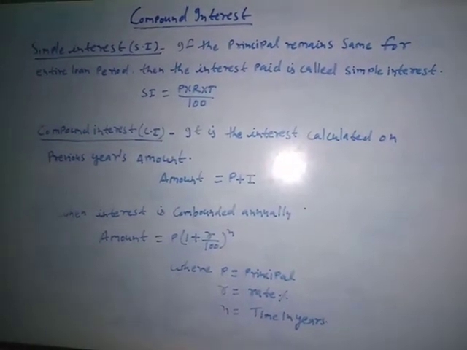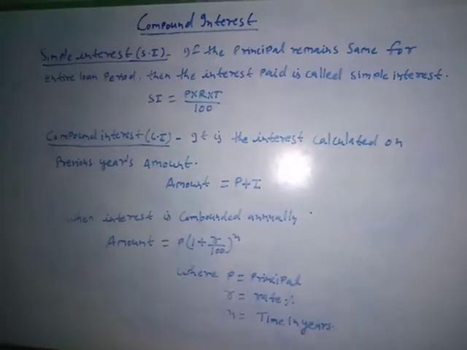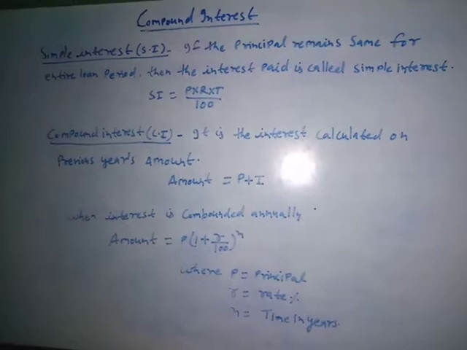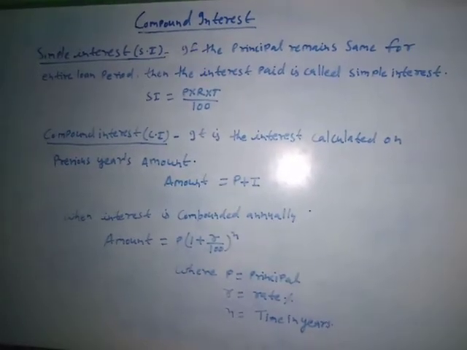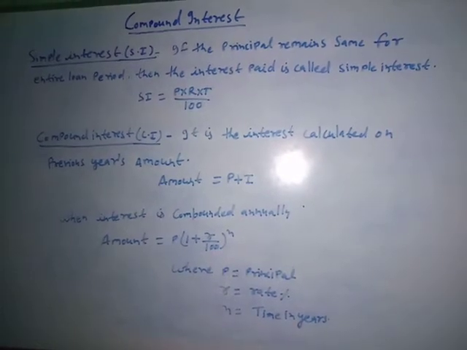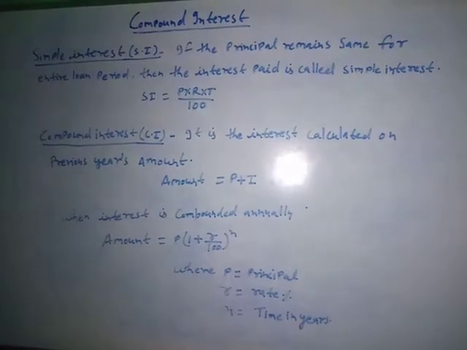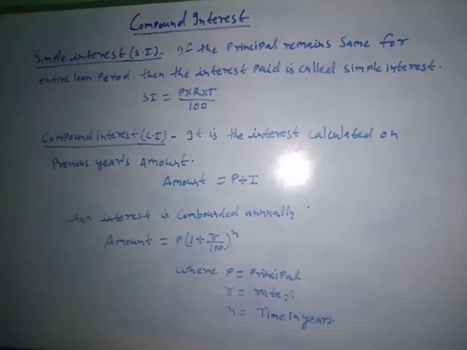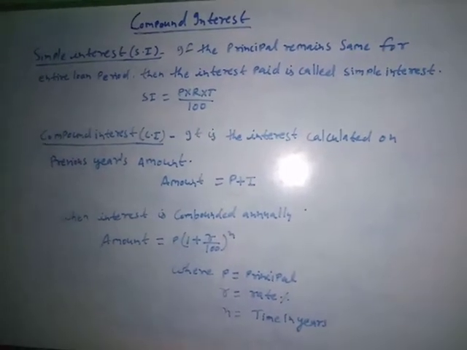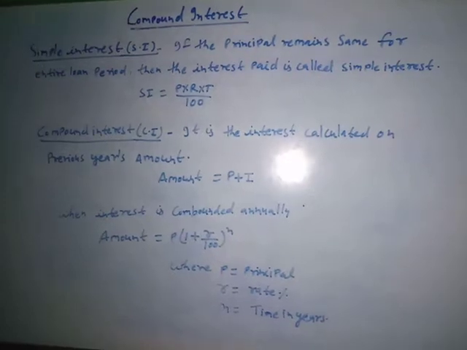Understood? Now, how do we find the amount when interest is compounded annually? There is a formula: amount equals P into (1 plus R by 100) whole to the power n, where P equals principal, R equals rate percent, and n equals time in years. Let us understand by seeing an example.